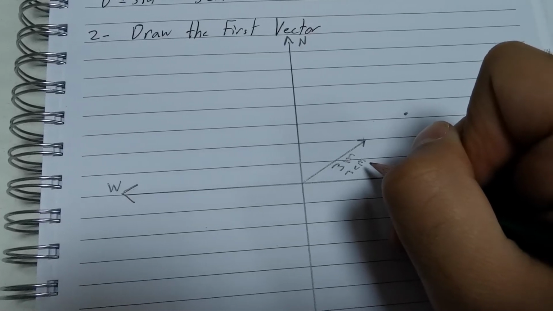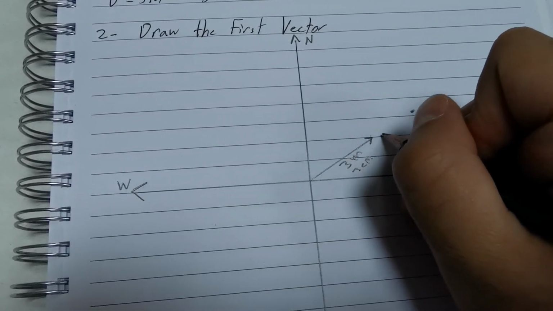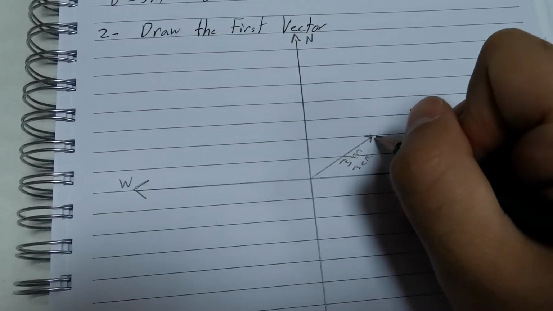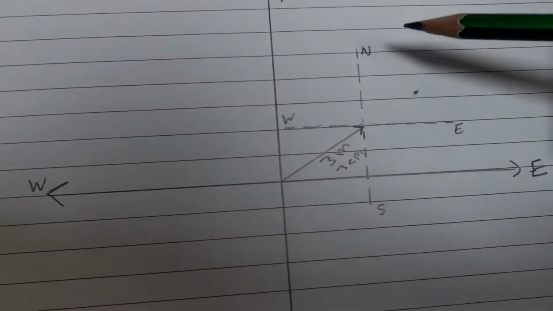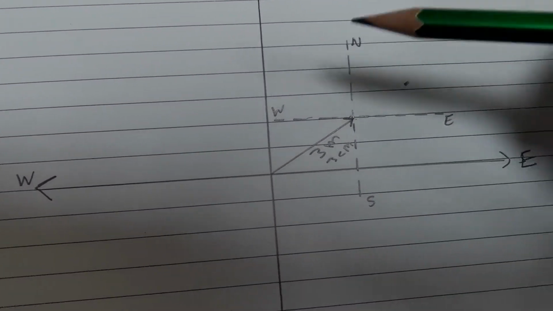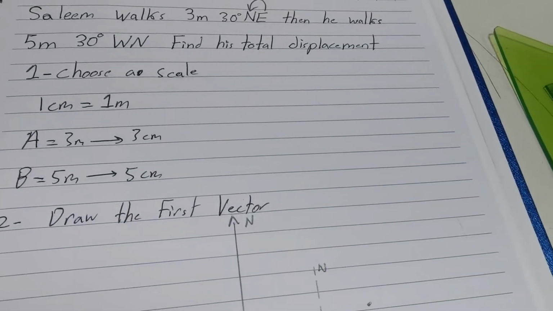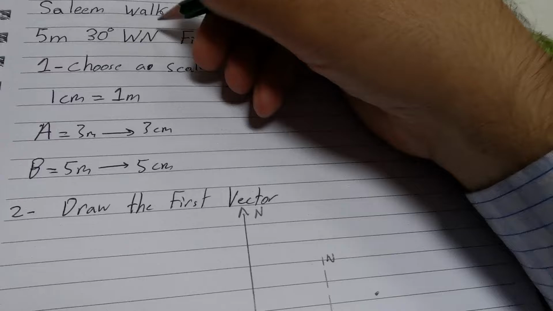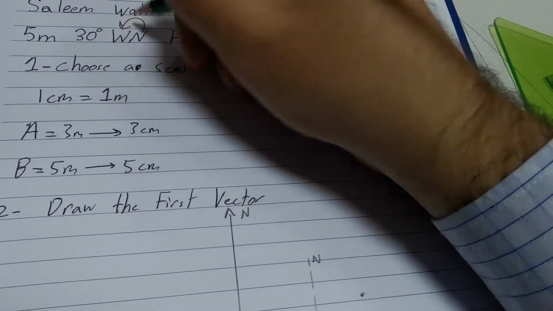After that, I need to draw the second vector on the first. So how I'm gonna draw it? First, I need to draw x, y axis on the head of this vector. I draw them, and I also label them the same thing: north, south, east, and west. Now for the second vector, what does it say? It says that it's 30 degrees west north, which means I'm gonna start from north and go to west 30 degrees.